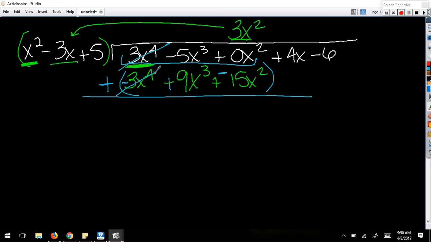Okay? What is negative 5x to the 3rd plus 9x to the 3rd? What's negative 5 and 9? What is it? Somebody said it. 4x cubed. Well, this time, remember when we're adding, we want to keep the exponent. When we're multiplying, then we add the exponents. How about here? 0x squared and negative 15x squared. Negative 15x squared.